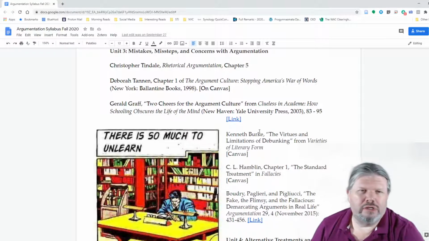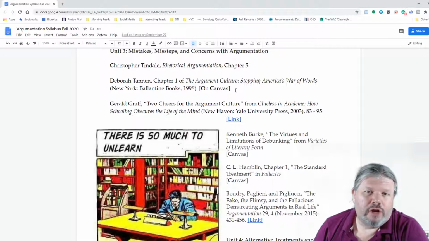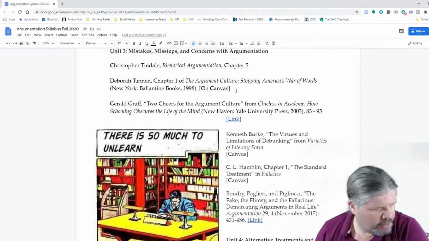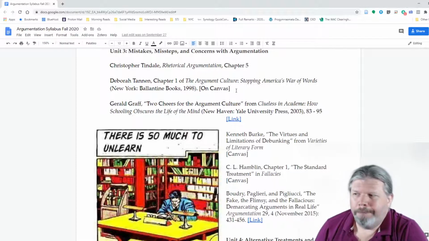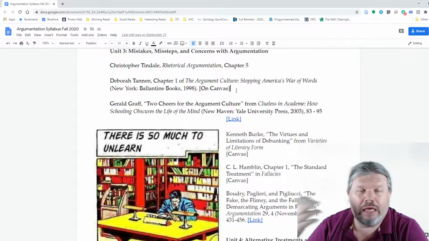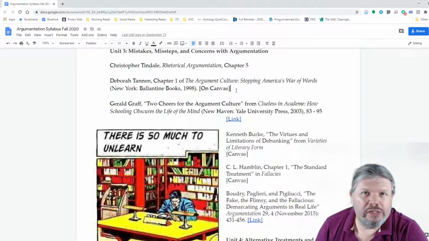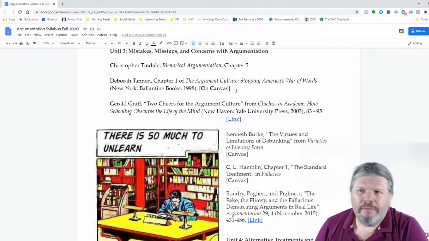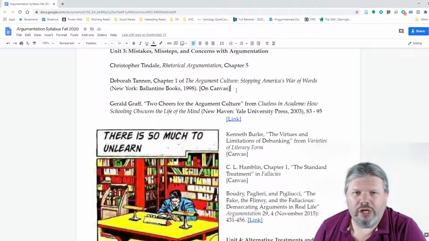And then the next is Deborah Tannen has her theory of the argument culture, which is that argument has become a mass-mediated cultural product that is shopped and sold on cable news channels. And it always has the same problems. It's always aggressive. It's always two-sided. And it's always that someone's right and someone's wrong. And she thinks that argumentation is a bad thing.